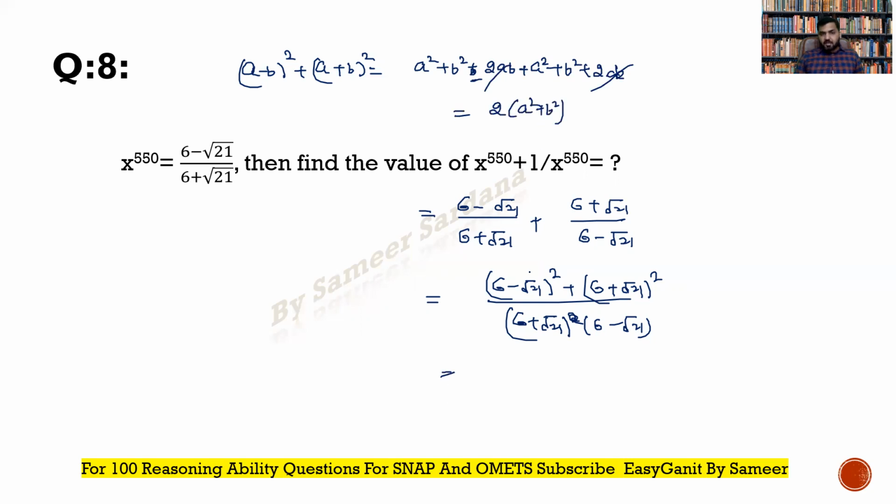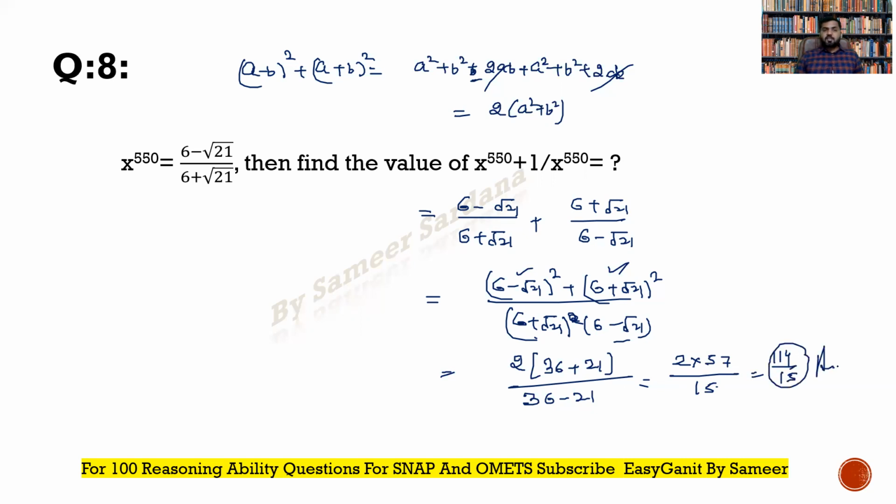So look at them. Now this is (A minus B) whole square. This is (A plus B) whole square. So can I write it down as 2 times of A square, that is 36, plus B square, that is 21, divided by, now this is A plus B, this is A minus B, so this is A square minus B square. So my final answer would be 2 times of 57 upon 15. So answer would be 114 upon 50. This would be the correct answer.